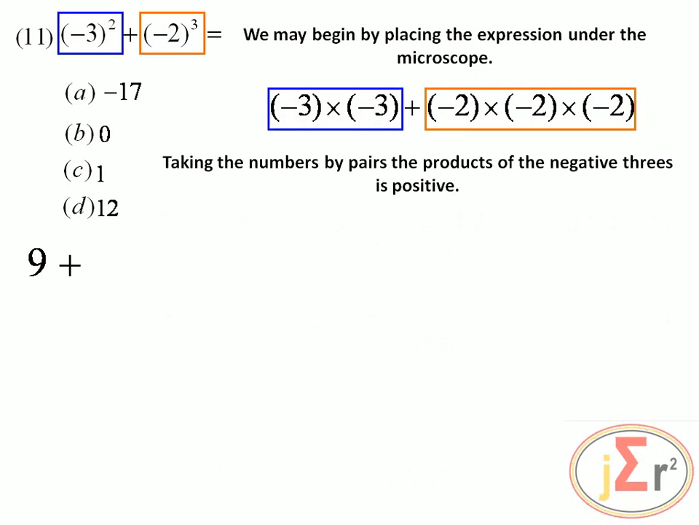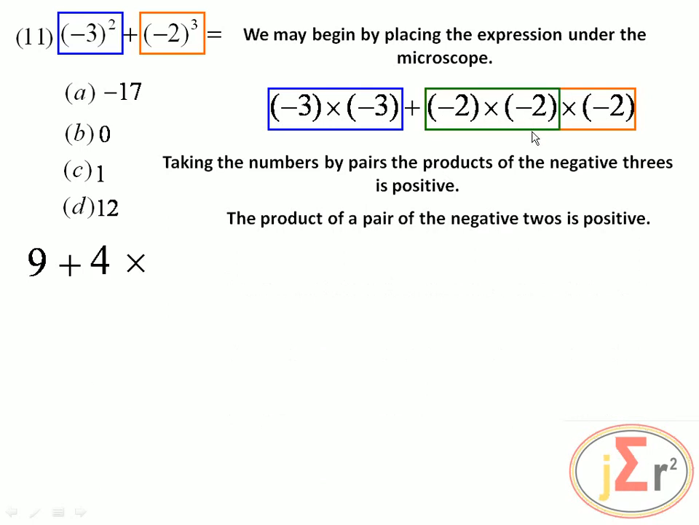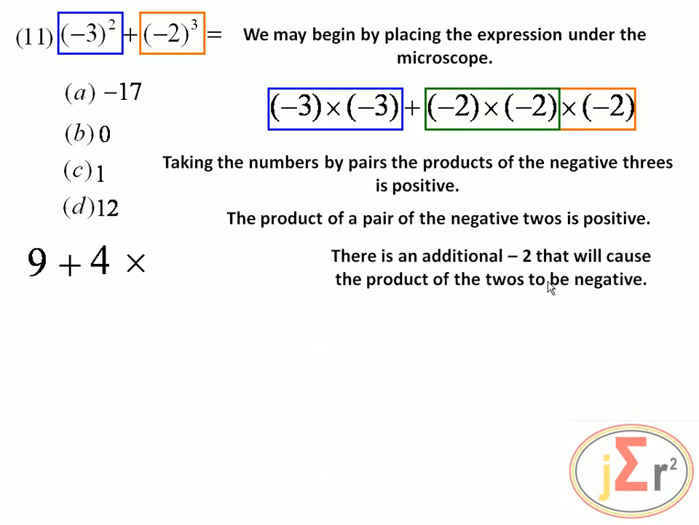And of course, what do we do next? The product of a pair of the negative 2's is positive. So we are going to take the pair. This 2, negative multiplied by negative again, is positive. And of course, we will have a single negative 2 remaining. There is an additional negative 2 that will cause the product of the 2's to be negative. So it will cause that product to end up being negative.